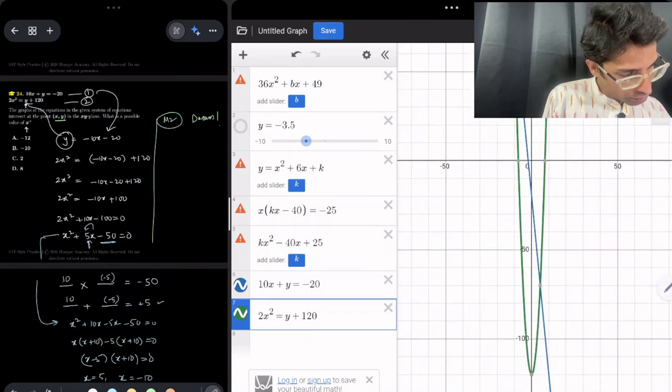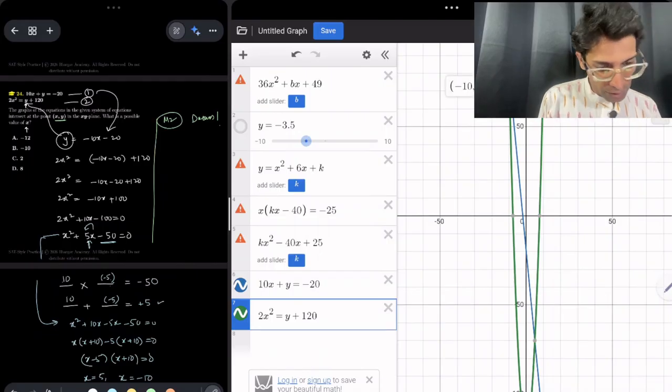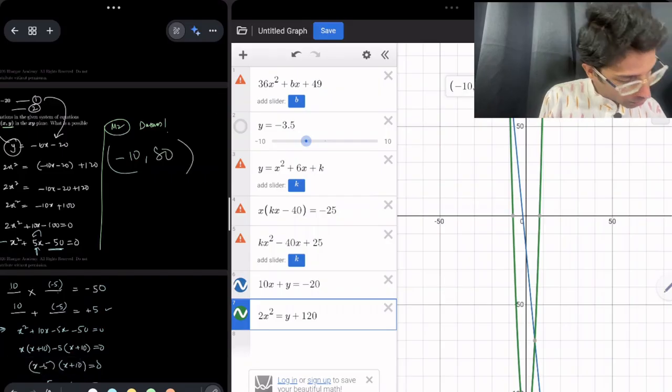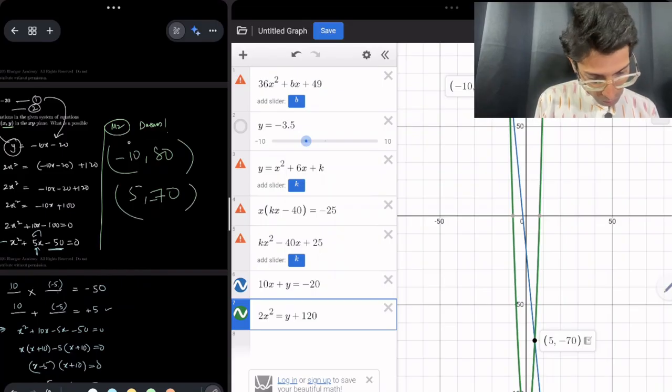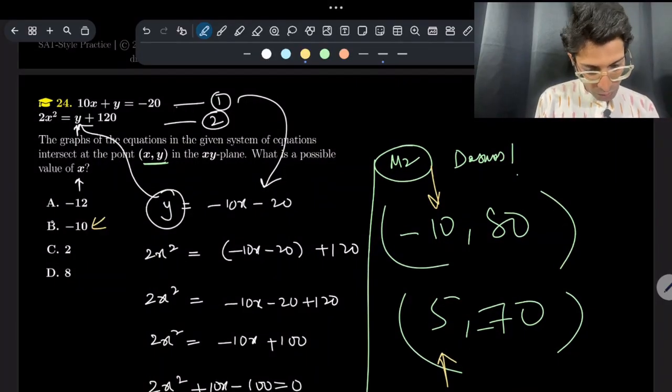So these two points, they are intersecting. What is this other point? Yes, this is one point, which is minus 10 comma 80. So let me write it down here. Minus 10 comma 80 is one point. What is the other point they are intersecting? 5 comma minus 70. So the two x values are minus 10 and plus 5 from Desmos. Minus 10 I can see it here. Plus 5 is nowhere. So B is the answer.